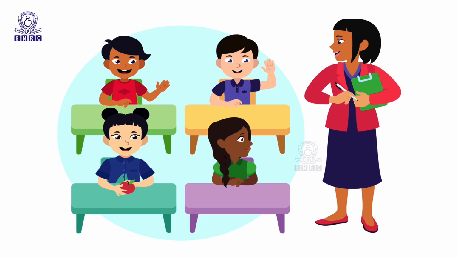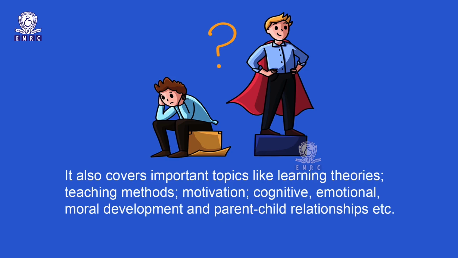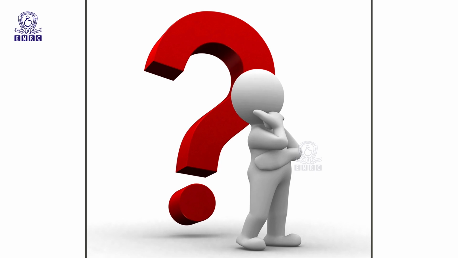Thus, educational psychology is concerned primarily with understanding the processes of teaching and learning that take place within formal environments and developing ways of improving those methods. It also covers important topics like learning theories, teaching methods, motivation, cognitive, emotional, moral development and parent-child relationships, etc. In short, it is a scientific discipline that addresses the questions: why do some students learn more than others, and what can be done to improve that learning.